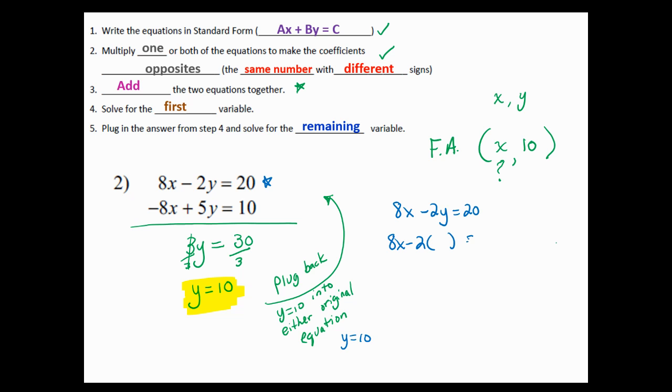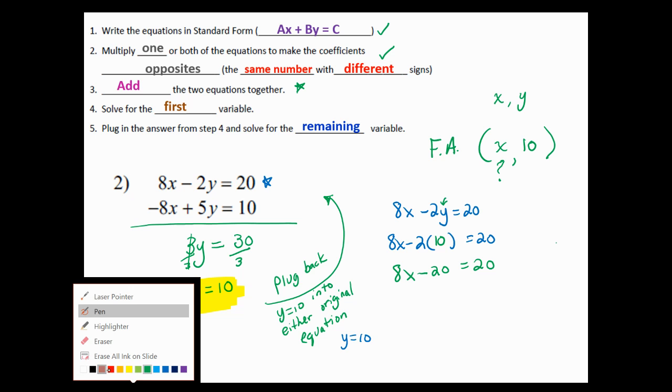I'm going to put parentheses there, and I'm going to come back and put that in a different color just to color code. So 10. That's what we plugged in for y. Y is 10, right? Okay, and then you just do the math. So 8x, 2 times 10 is 20, equals 20.